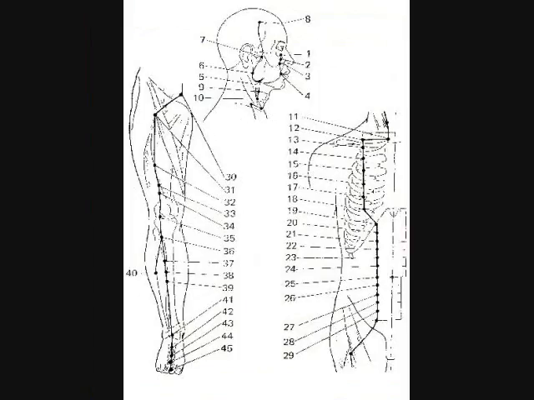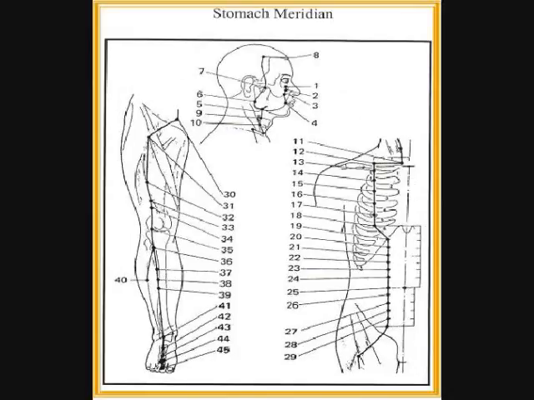Stomach 3. Located directly below stomach 2 at the level of the border of the ala nasi, on the lateral side of the nasolabial groove. Stomach 4. Located lateral to the corner of the mouth, directly below stomach 3. Stomach 5. On the anterior border of the attached portion of M. masseter in the groove-like depression appearing when the cheek is bulged.